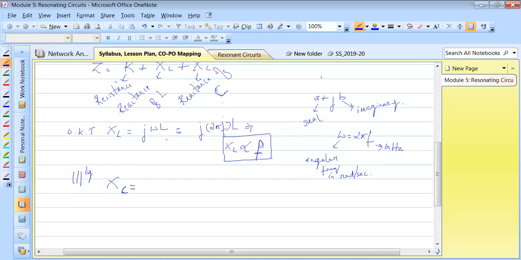It is 1 by j omega c. Okay, good Shreya, that's right. XL is j omega L, whereas XC is 1 by j omega c. As we saw earlier, omega is 2 pi f, so you'll have j 2 pi f into c. What does this imply now? This implies that our XC is inversely proportional to the frequency.